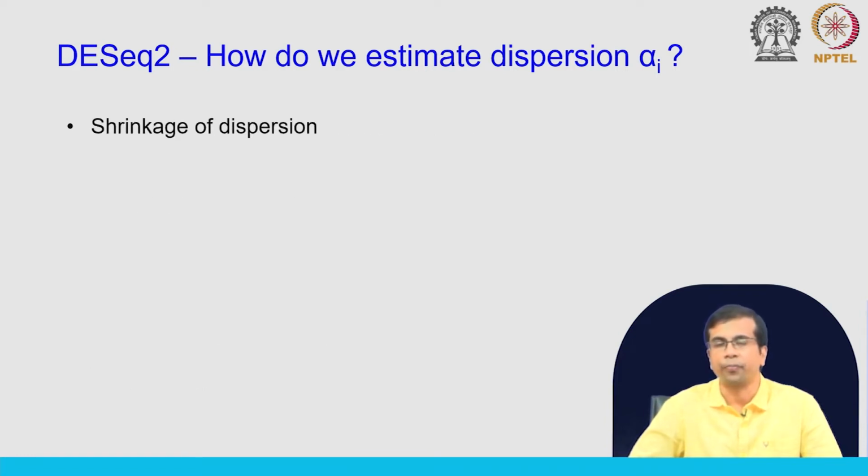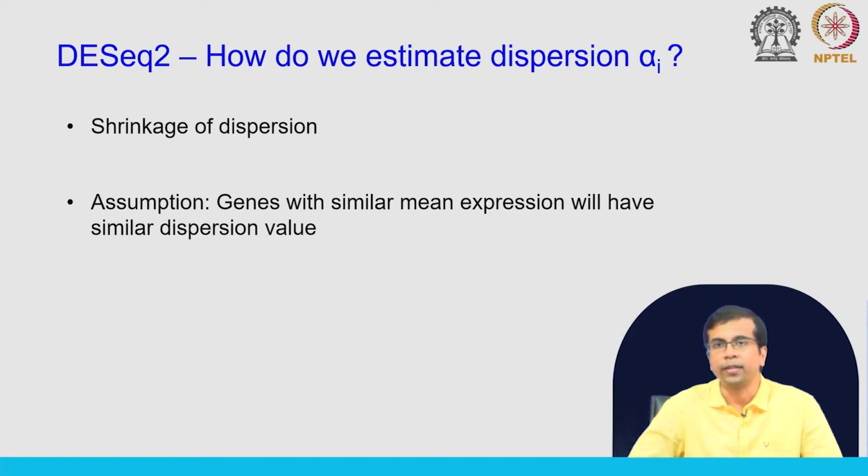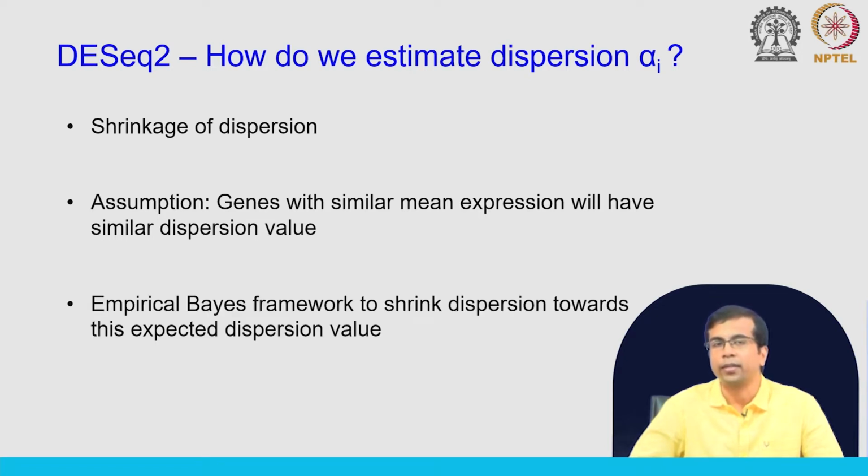It is actually addressed by something called dispersion shrinkage. We want to reduce this noise in the dispersion data, and the idea is very simple, with an assumption. The assumption is that genes with similar mean expression should have similar dispersion values. This is an assumption that the DESeq2 model makes, and based on that it applies an empirical Bayes framework to shrink dispersion towards this expected dispersion value.